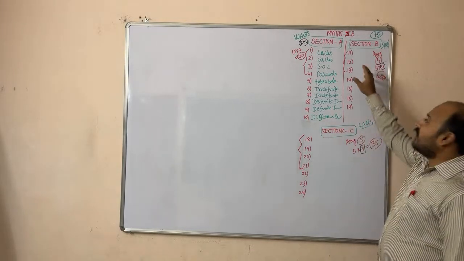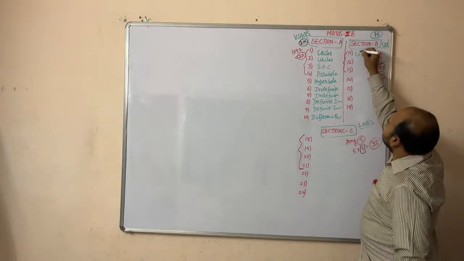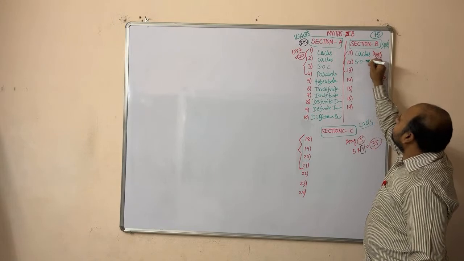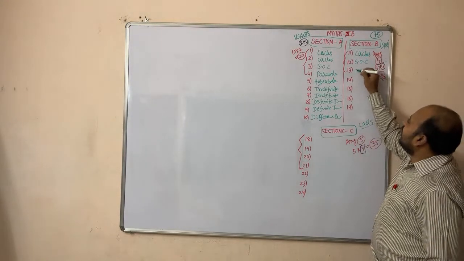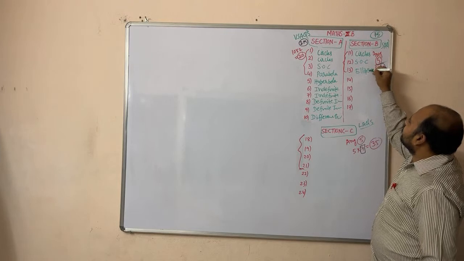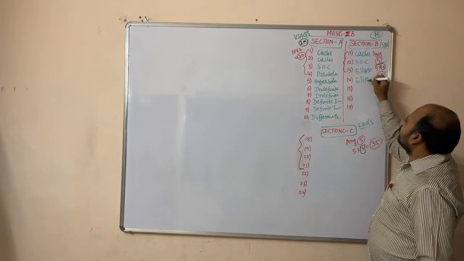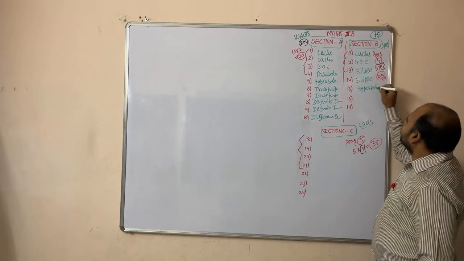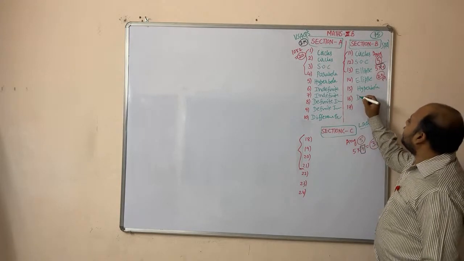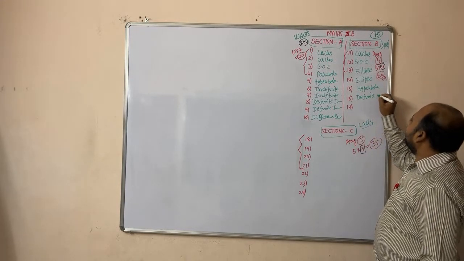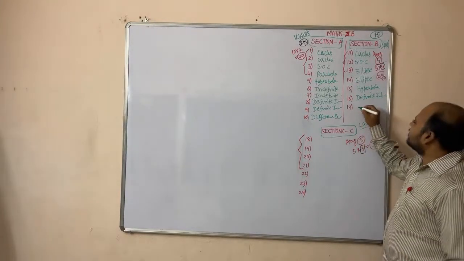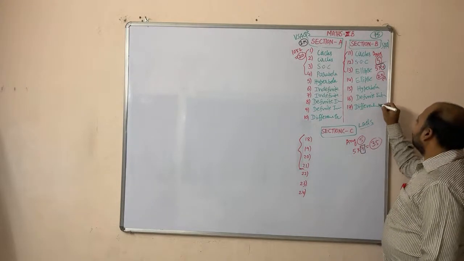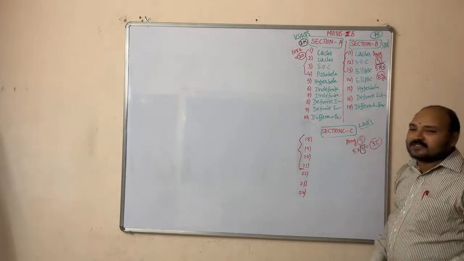Now, question number 11: circles. Question number 12: system of circles. Question number 13 and 14: ellipse. Question number 15: hyperbola. Question number 16: definite integration. Question number 17: differential equations. I hope you understand, dear students.